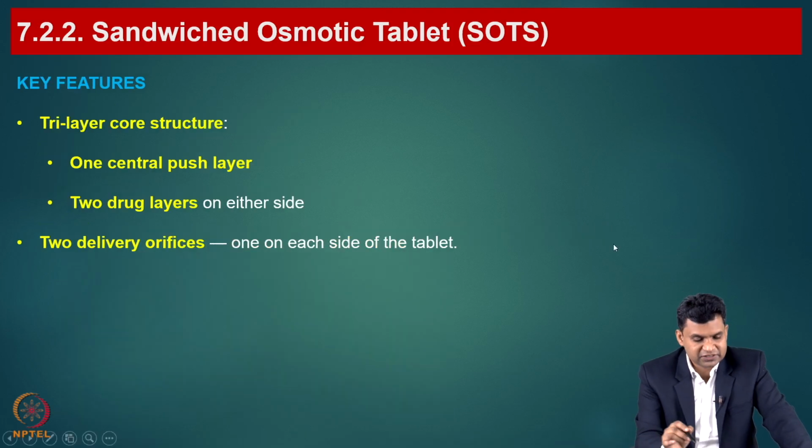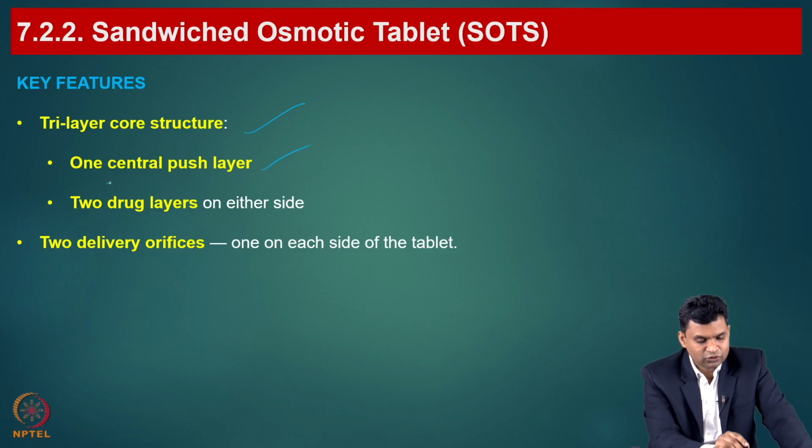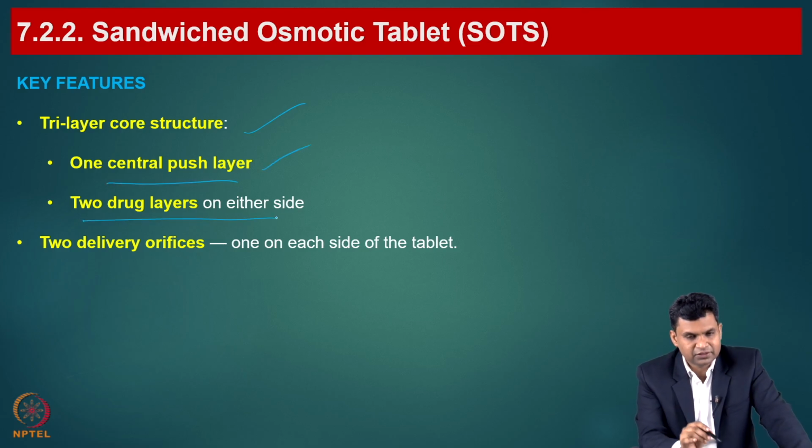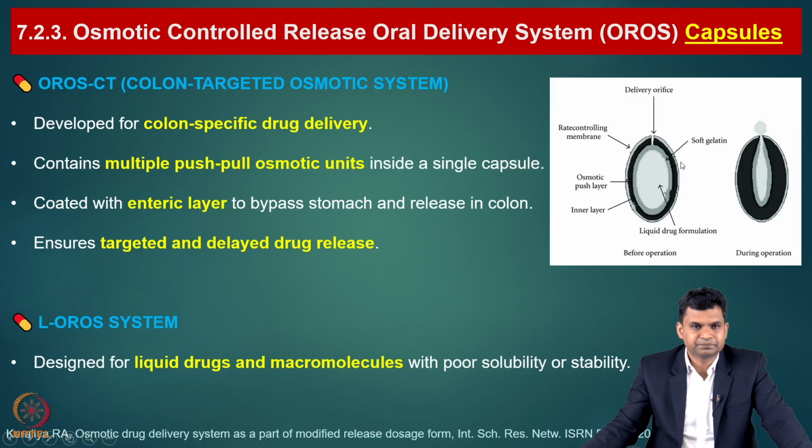So, key features: it contains three layers, one central push layer and on both sides you will see the drug layers, and two delivery orifices. One central push layer, two drug layers and also two delivery orifices. Total five components are there in the sandwich system.